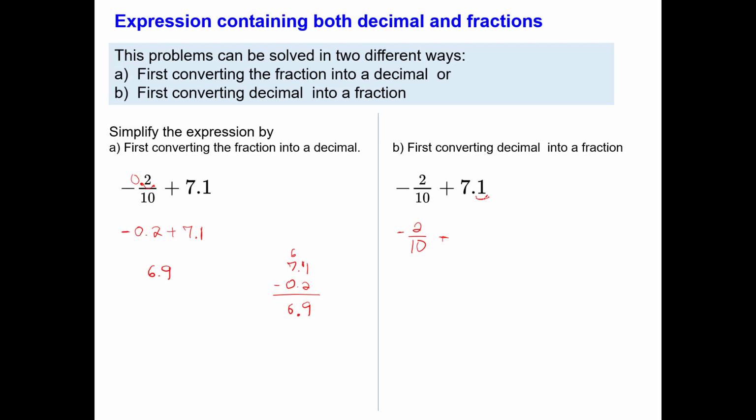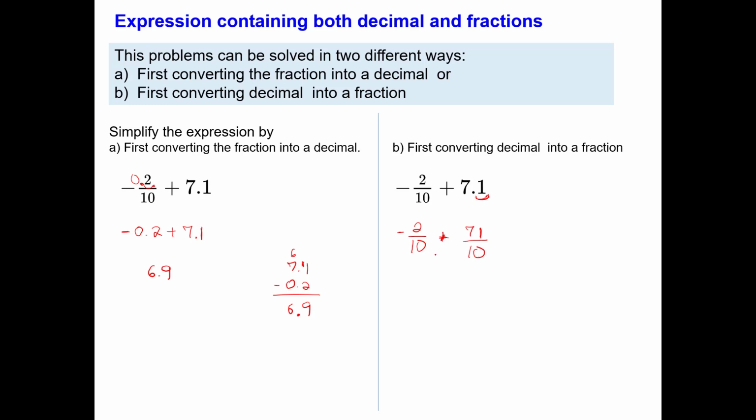And if we had 7.1, it is the same as 17 divided by 10. Again, to express this one as a fraction, we move the decimal point 1 place, and this is why we divide by 10, because we move just one place, then we need to add a 0. Then 7.1 is the same as 71 divided by 10.